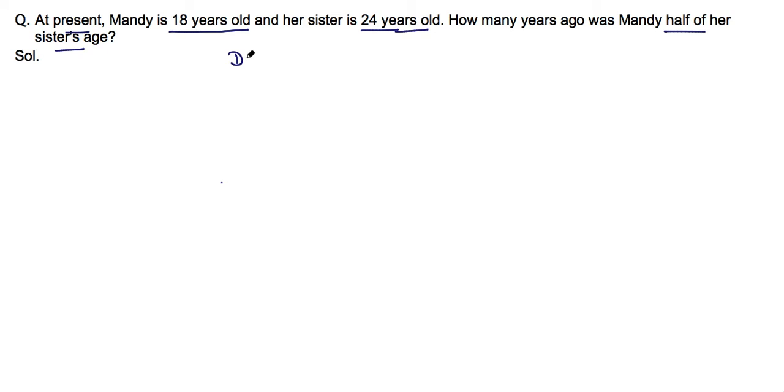So the difference in the age here is 24 minus 18. That's how much? Very easy, 6, right? Now what do we have?